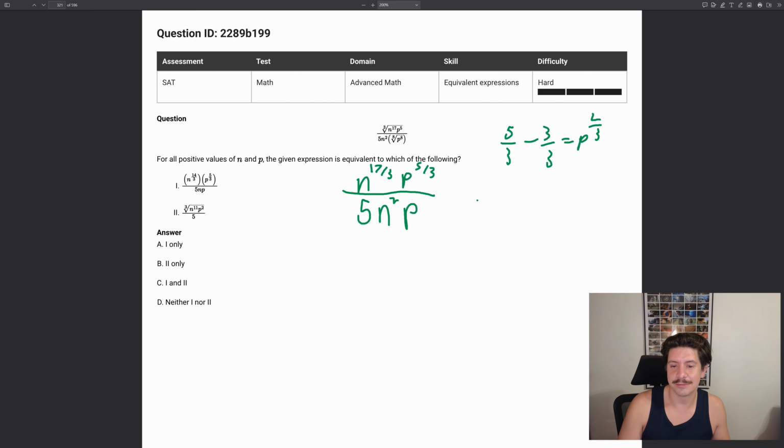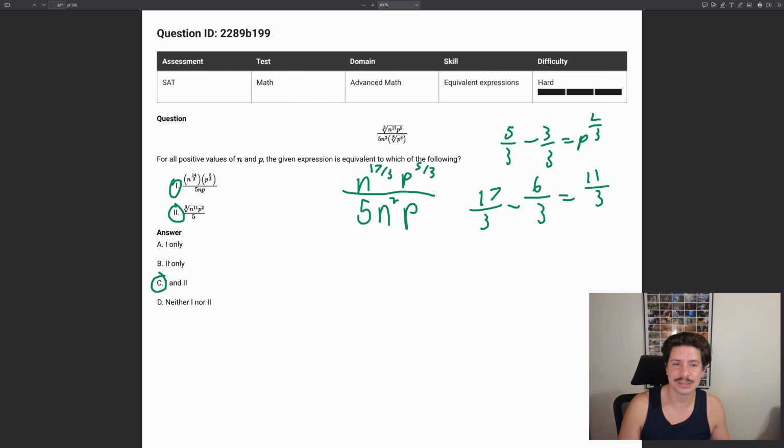So I'm going to do 17 over 3 minus 6 over 3, because that's what 2 is. That gets me 11 over 3, so that's 11/3. That is, in this one, that is also true. And here, 11/3, so it's true there as well. So it's true for both of them, so it is C.